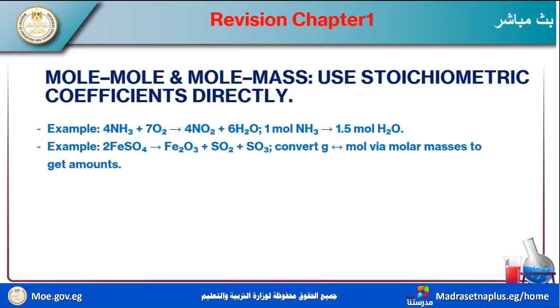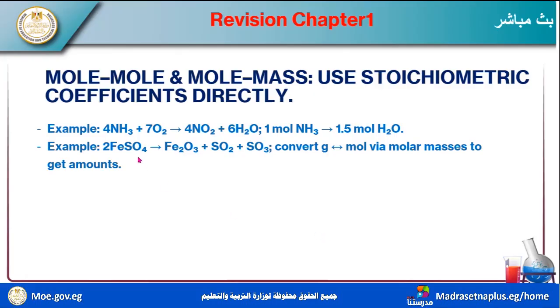Now, mole and mass: use the stoichiometric coefficients directly. In this example, 4NH3 plus 7O2 gives the products 4NO2 plus 6H2O. 1 mole of NH3, 1 mole of this, 4.